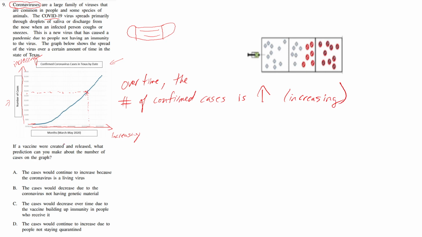Okay. So, if a vaccine were created and released, what prediction can you make about the number of cases on the graph? So, we're going to be looking at the number of cases. What's going to happen on this y-axis? If a vaccine is released and you were going to continue this graph vaccinating most of the population, which, remember, a vaccine, you are injected with a weakened form or inert, non-deadly form of the virus, and your immune system kind of learns how to respond to it, meaning you're not going to show as many symptoms.